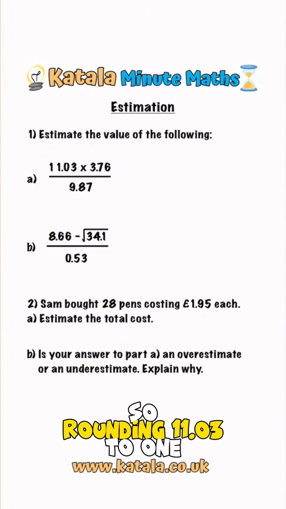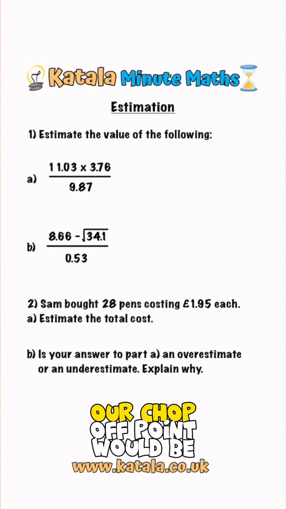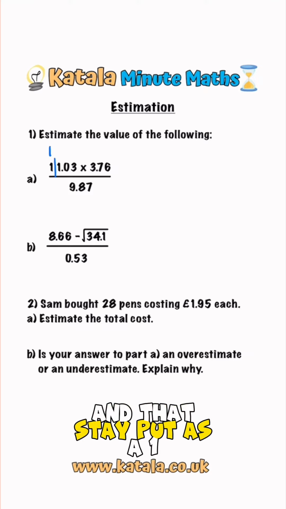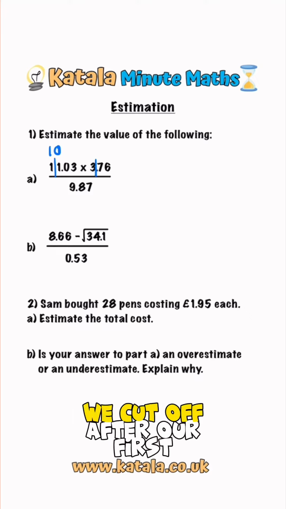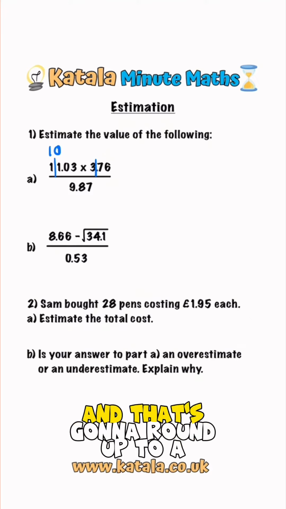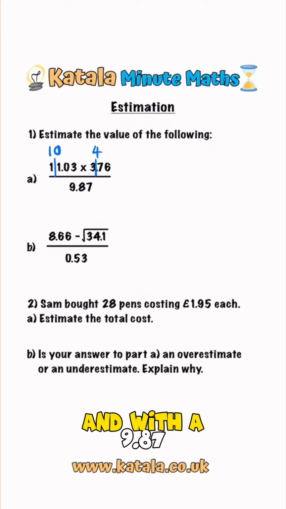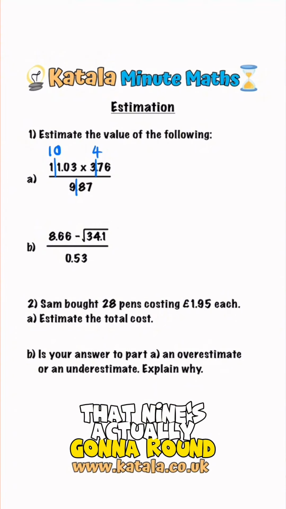So rounding 11.03 to one significant figure, our chop-off point would be here, and that'd stay put as a 1, and so you just get 10 there. Same thing with the 3.76. We cut off after our first significant figure, and that's going to round up to a 4. And with the 9.87, that 9 is actually going to round up to a 10.